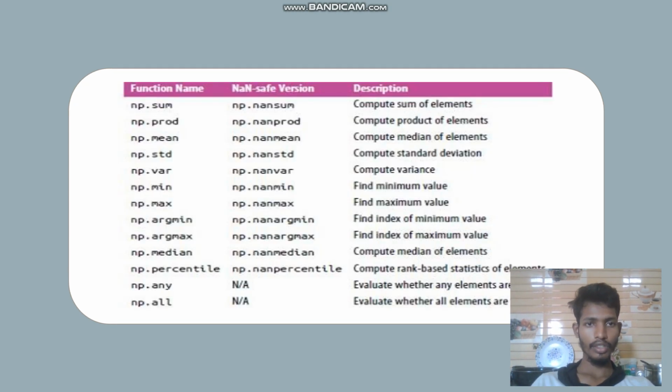We have different types of functions: np.sum, np.prod, np.mean, np.std, np.var, np.min, np.max, np.argmin, np.argmax, np.median, np.percentile, np.any, np.all. Along with the NaN-safe versions and descriptions. Let's observe each function. np.sum, np.nansum: compute the sum of elements. By using this function, we will get the sum of elements.